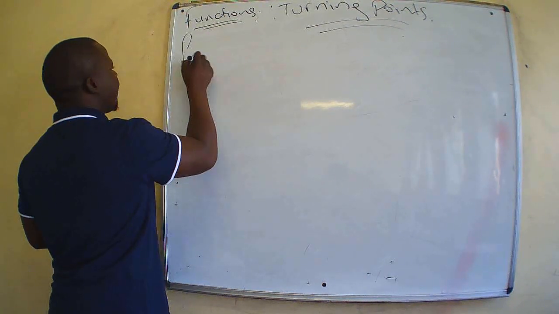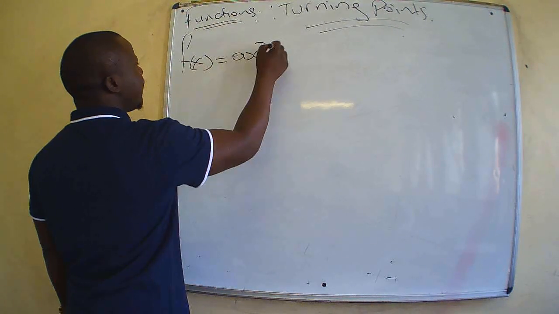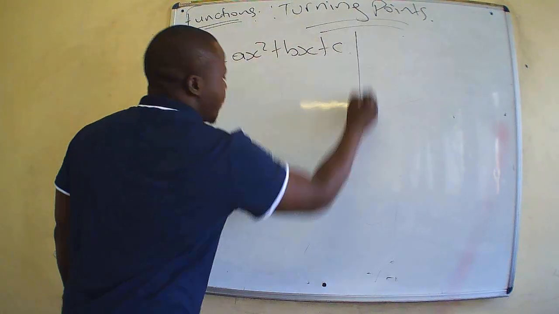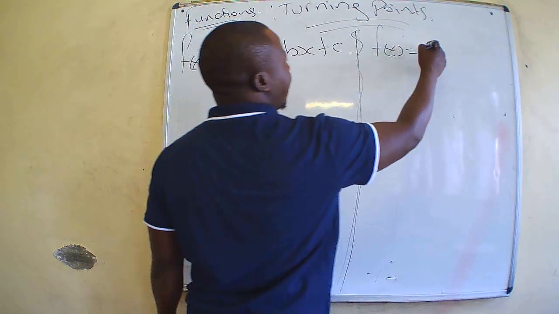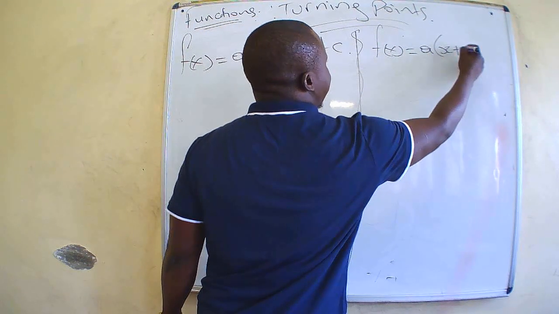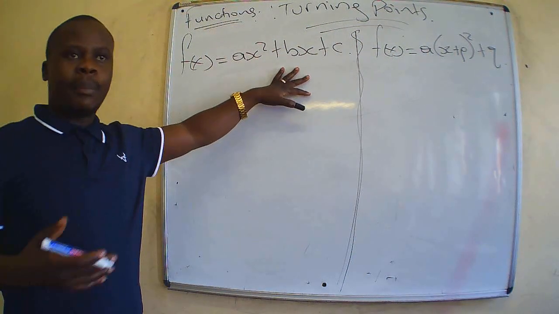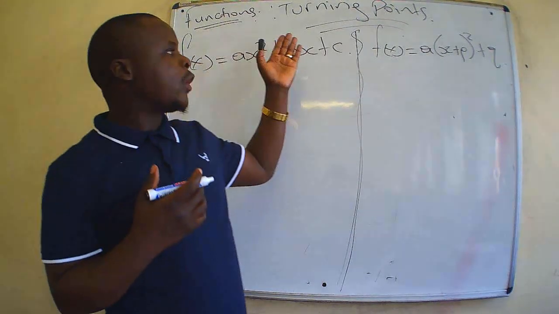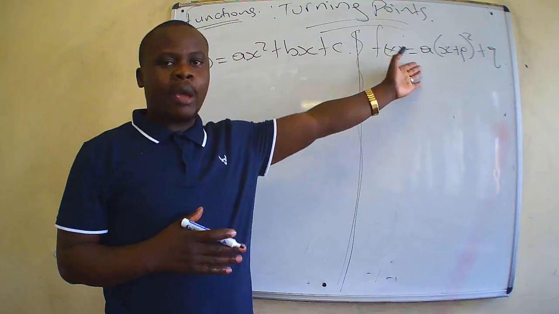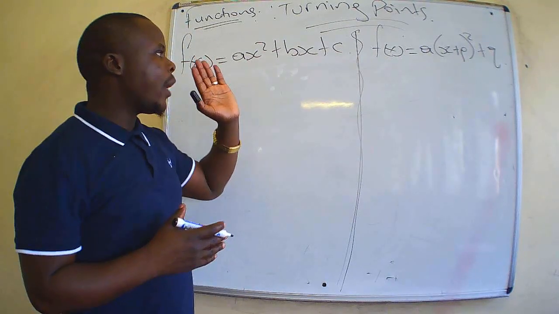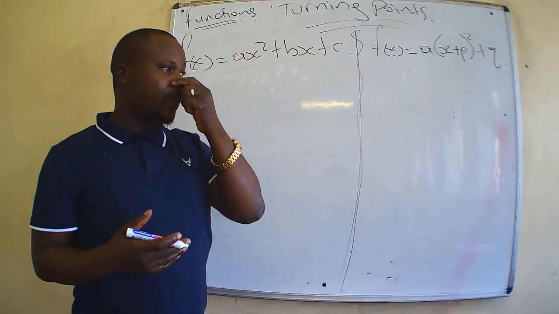We said if we have f of x in this format, ax squared plus bx plus c, then let's have another format whereby f of x equals a times (x plus p) squared plus q. This is the conventional format of a parabolic function, but we also have a format that looks like this. This format is the completed square format. So when you are given something like this, they want you to find turning points. I want you to take note.